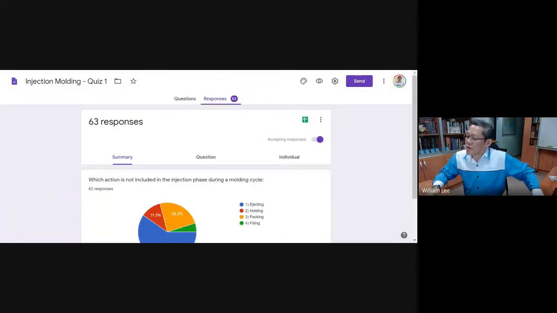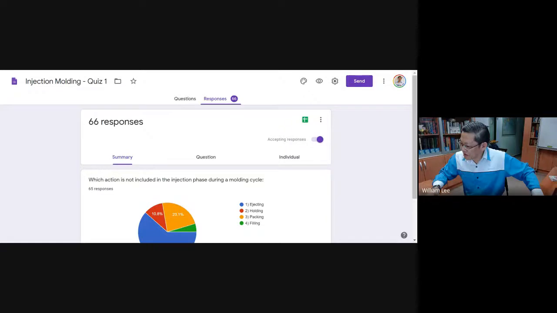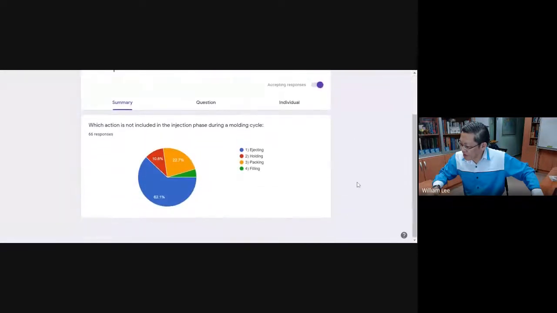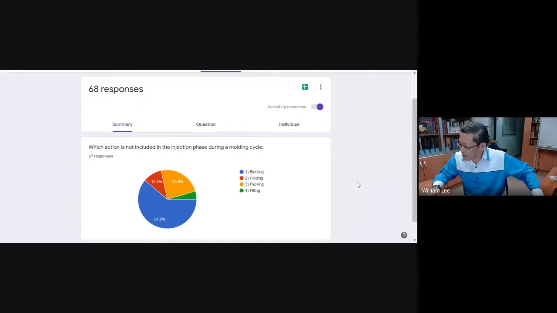So remember, we have 4 phases under one molding cycle, and I'm talking about the second phase, the injection phase. Just now I mentioned it consists of 3 functions. So here, which function is not under the injection phase? You are allowed to change your answer if you think that your first answer is incorrect. Just want to make sure that you have caught what I'm trying to inform you. Okay, so how many? 69.